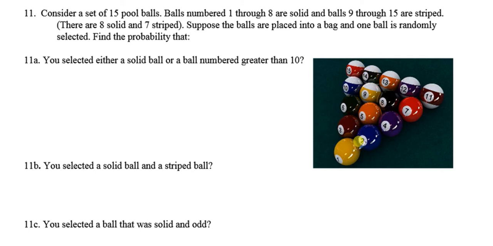These are mutually exclusive. You can't get a solid and a number greater than 10 because all of the solids are less than 10. So we have probability of a solid is 8 out of 15, and number greater than 10, there's 5 out of 15. Or you could just add them all up. There's 13 out of 15. There's 13 balls that match that criteria, and there's 15 total. So 13 out of 15.